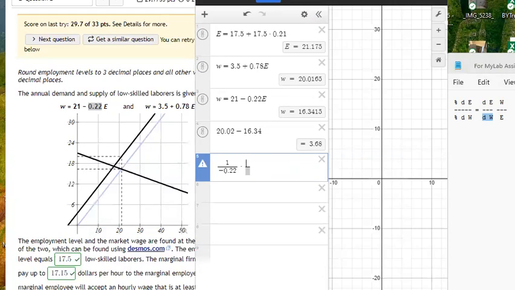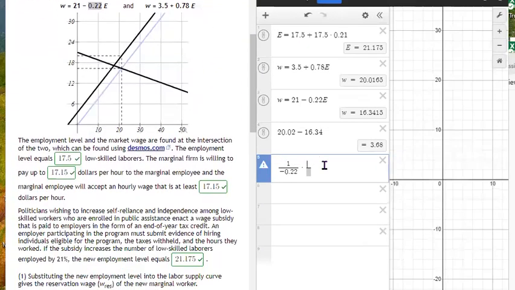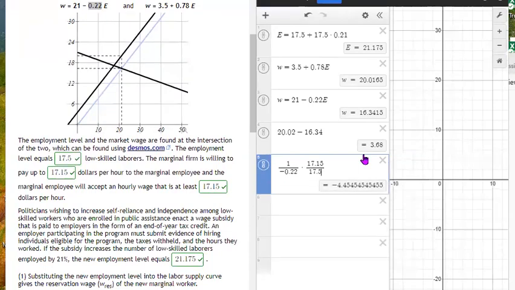At the initial equilibrium, the market wage was 17.15, and the initial employment level was 17.5 million, right? And we get an elasticity of negative 4.45.